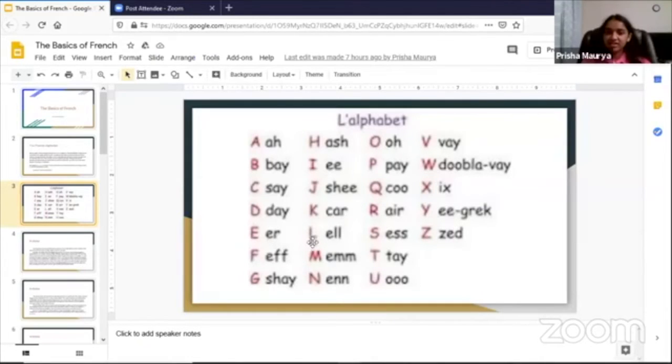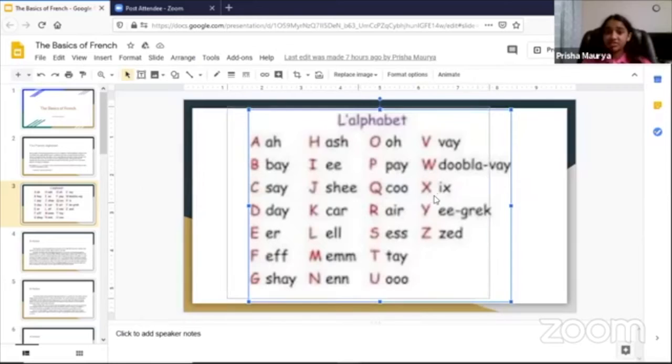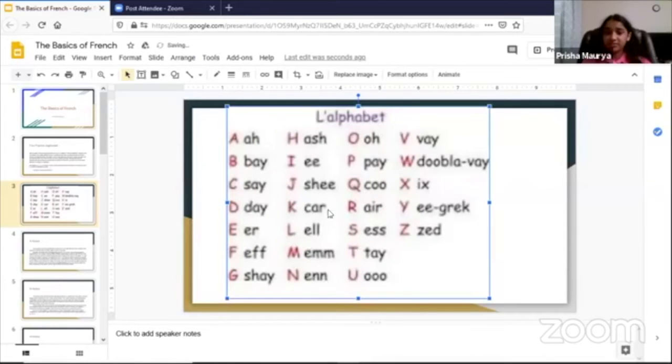Then over here it's like the literal English pronunciation, L, M, N, O. And over here it turns into pay, and then R, S, T, U, V, W, X, Y, Z. So this part is kind of new, but the rest of it is really close to how you pronounce them in English. That's just what you have to keep in mind for the alphabet.